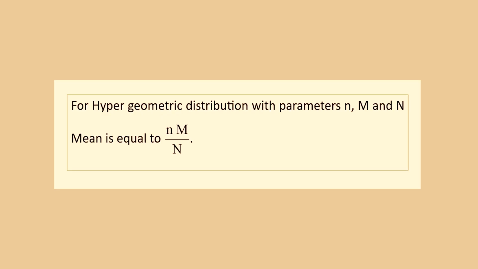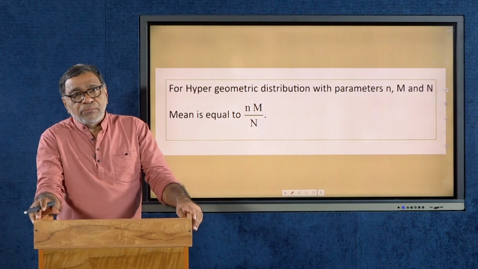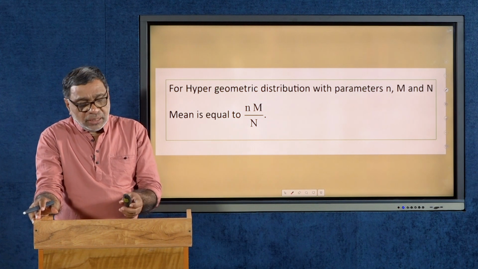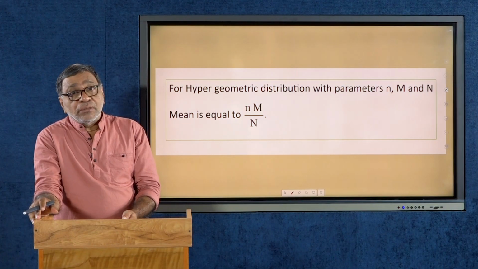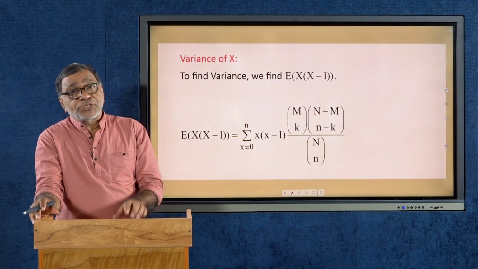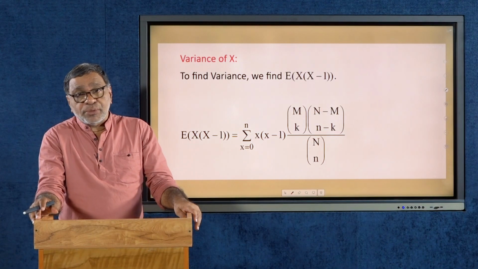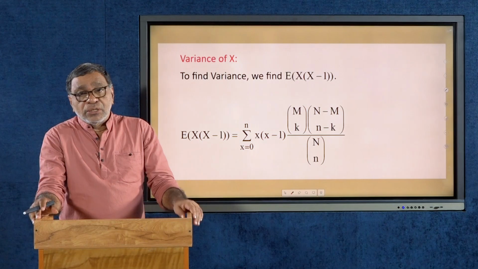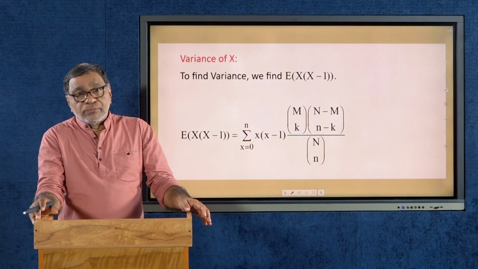And similarly, for a hypergeometric distribution with the parameters n, capital M and capital N, the mean is equal to n into capital M divided by capital N. Similarly, we can find the variance, and to find the variance, first you find the expectation of x into x minus 1. Here also the problem is similar to the earlier procedure.